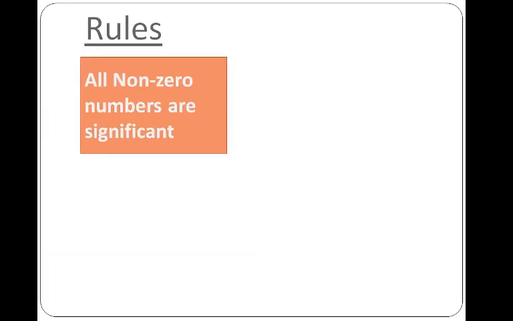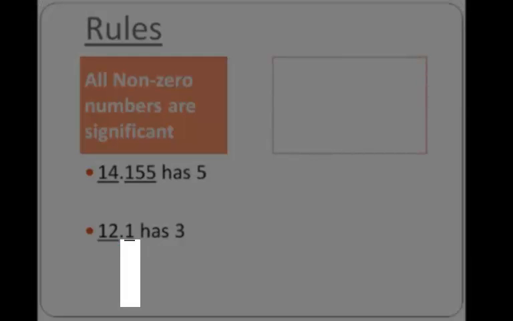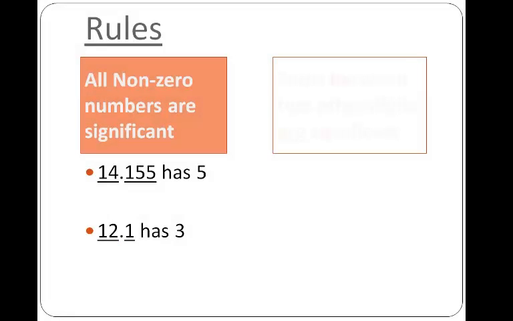All non-zero numbers are significant numbers. So for example, if I had 14.155, I'm going to count the digits. I've got the 1, the 4, the 1, the 5, the 5. There's 5 significant figures there. If I gave you a number like 12.1, the 1, the 2, and the 1 are significant. So there's 3 significant figures.